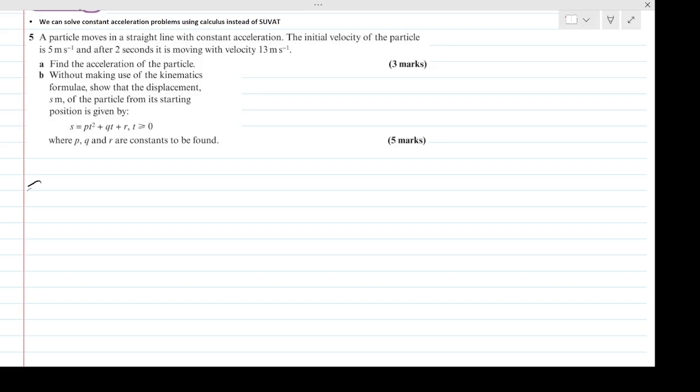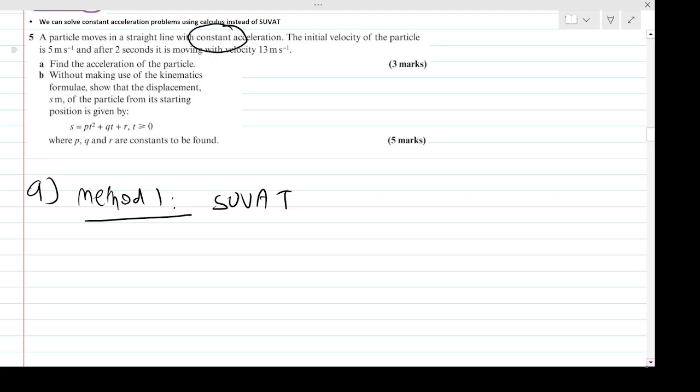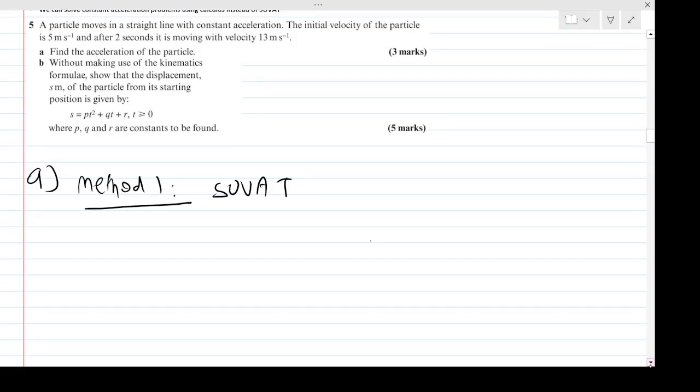The initial velocity of the particle is 5 meters per second, and after 2 seconds, it's moving with velocity 13. So in part A, it wants me to find the acceleration of the particle. Now, probably there's two ways you can approach this. The first way is the Suvat way, right? Which is probably the way I'd still recommend. If you see constant acceleration mentioned, using Suvat probably isn't a bad idea.